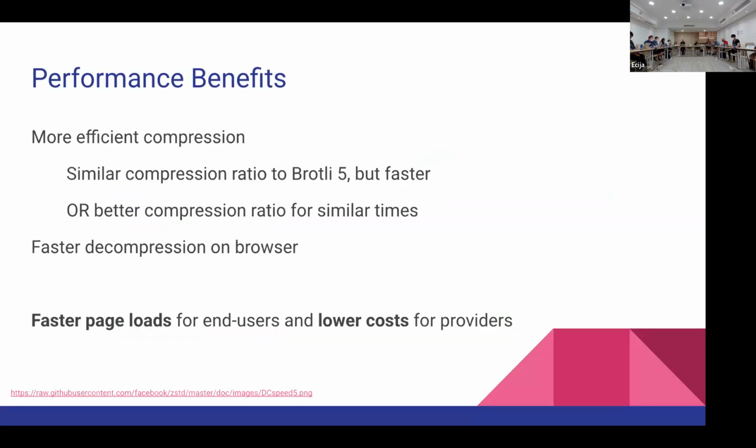Coming to the performance benefits, Zstandard provides more efficient compression, meaning we can either get a similar compression ratio to Brotli level 5, which is often used for dynamic content on the web, but compress faster, resulting in less CPU time and lower resource costs. Or we can get better compression ratios for similar times, resulting in fewer bytes spent transferring the content and thus less time used for those transfers. We also get faster decompression across the board based on local benchmarking.